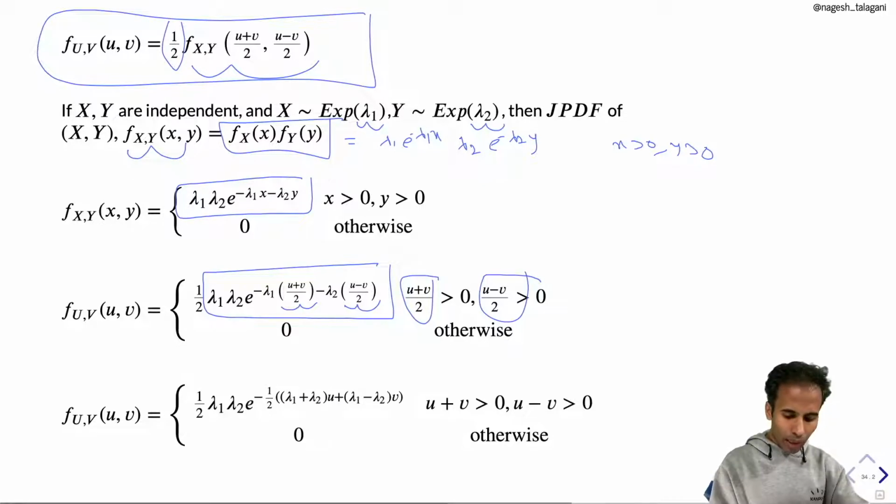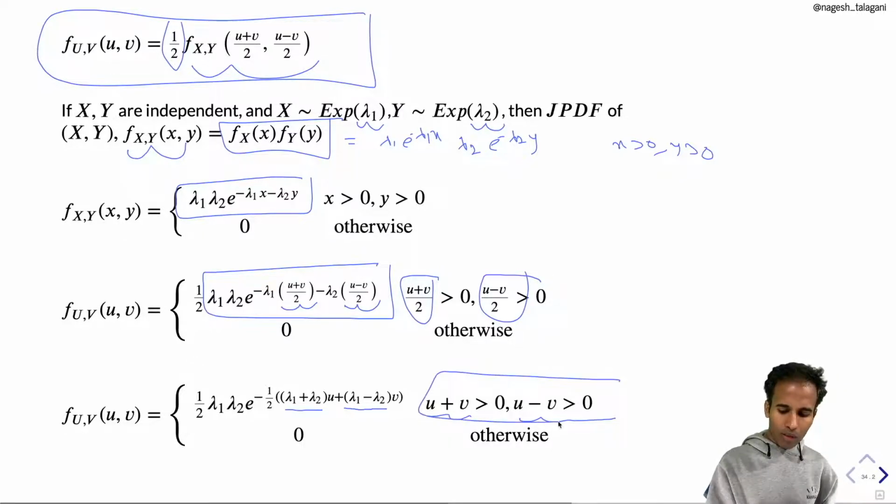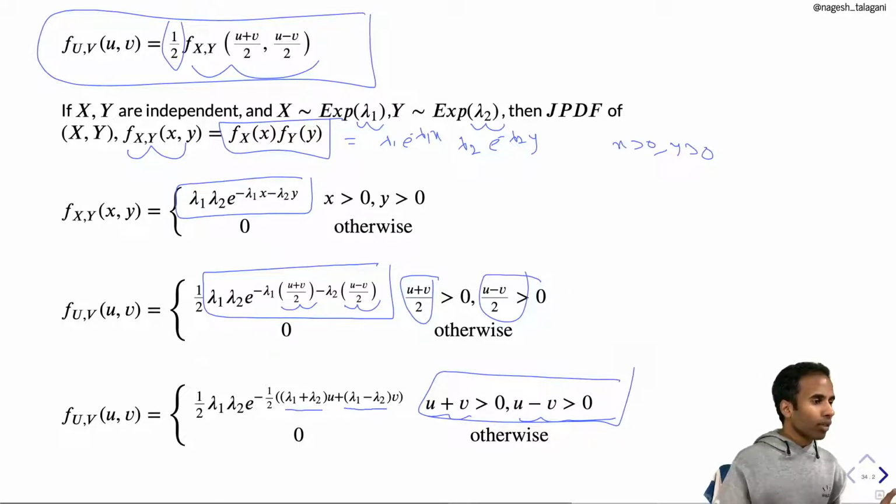Okay, so we can write lambda 1 lambda 2, if I take u common and v common like this, e power minus of (lambda 1 plus lambda 2) u plus (lambda 1 minus lambda 2) v. Okay, so this is equivalent to u plus v positive, u minus v positive. This is the support of UV. Okay, fine. This is how we can get the joint PDF of UV in terms of joint PDF of XY. Here the joint PDF of XY happens to be lambda 1 lambda 2 e power minus lambda 1 x minus lambda 2 y for x positive, y positive, 0 otherwise. Fine.